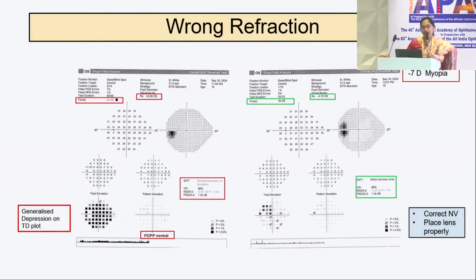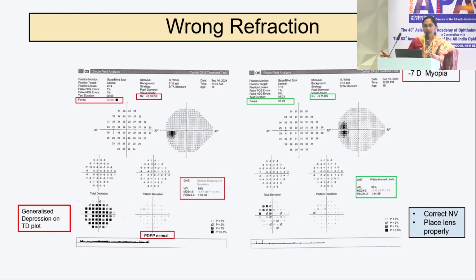Similarly, entering a wrong refraction can also cause some artifacts. So this was a patient. On the left side, you can see the near correction has been given as 0. You can see the correction given on the field printout. Here you can see this. Because of this, there is a haziness, or the patient cannot see the stimuli that are presented properly and will respond in a wrong way, and this will also affect the foveal threshold detection and can cause a generalized depression of the total deviation plot.